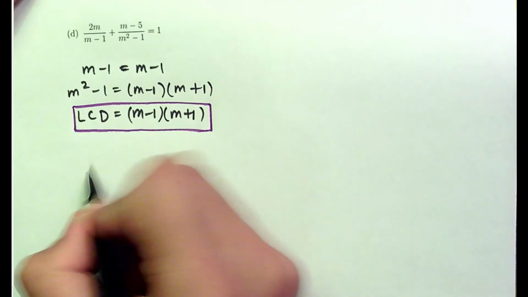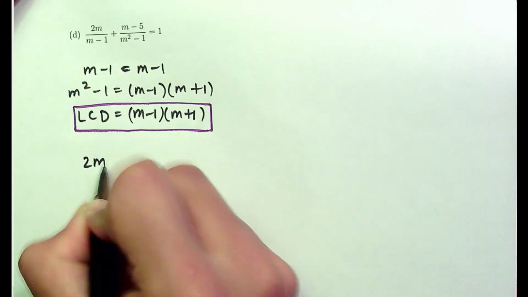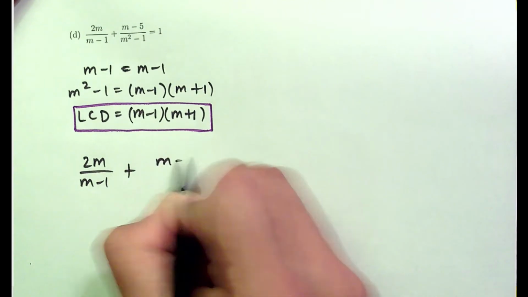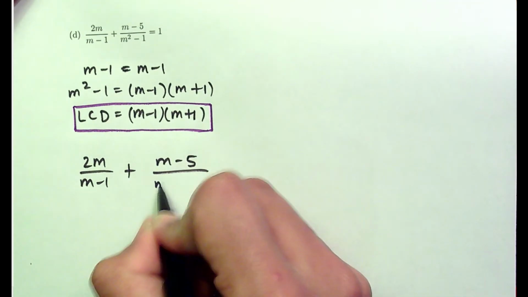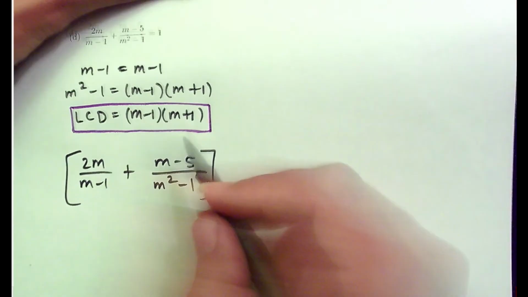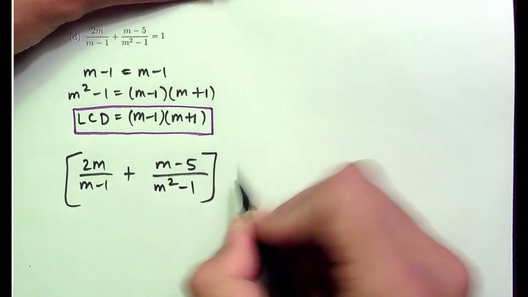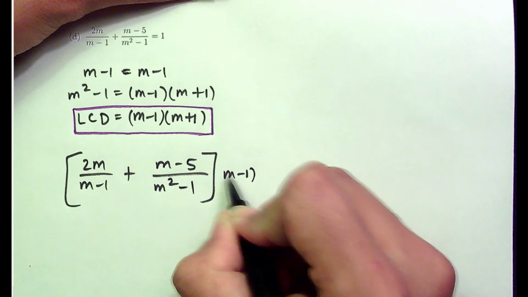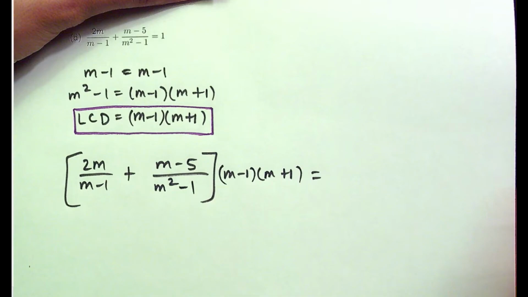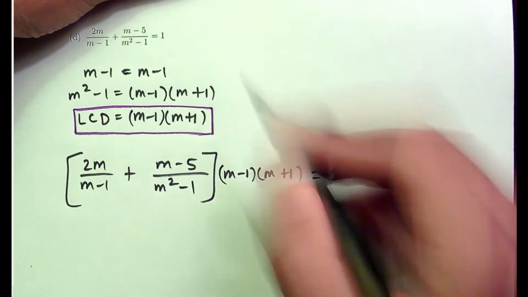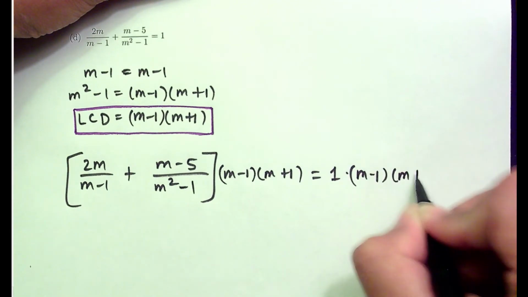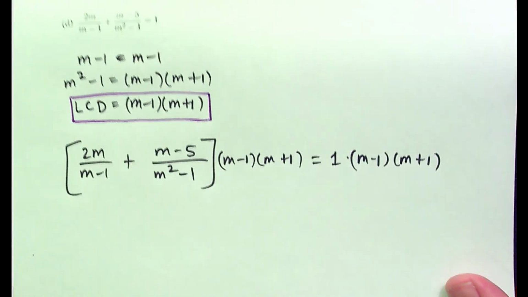Okay, so I'm going to copy the left-hand side, and we're going to multiply this by the LCD. You could use parentheses or brackets, doesn't matter. Same thing. So multiply the left-hand side by that, and also the right-hand side, which is just 1 in the original equation, multiply by the LCD. Okay, so this is what we have.